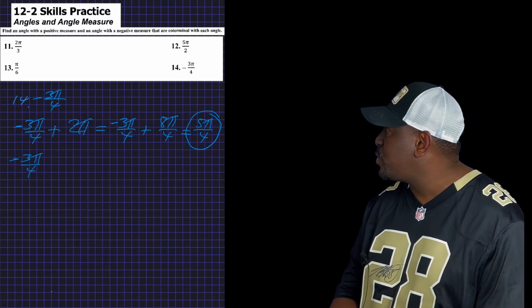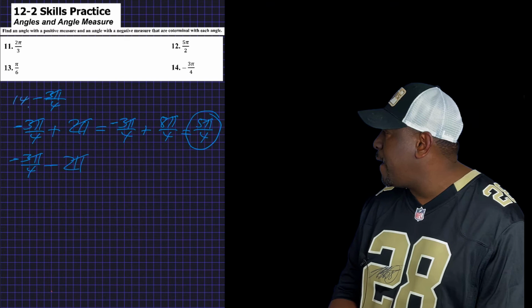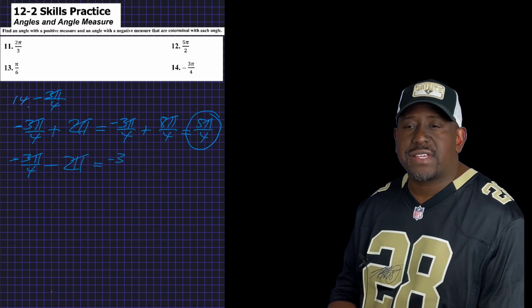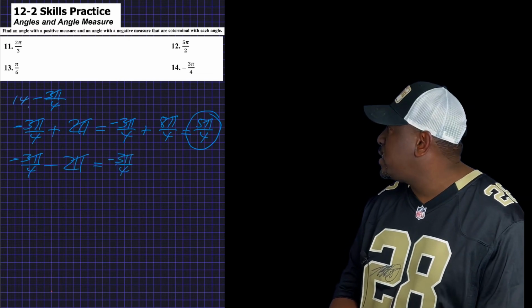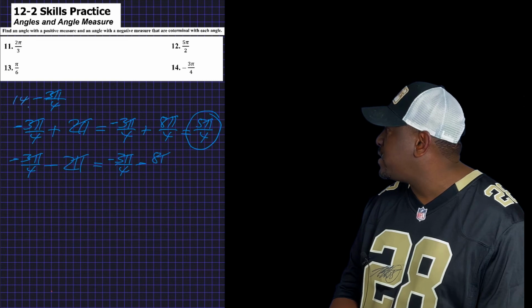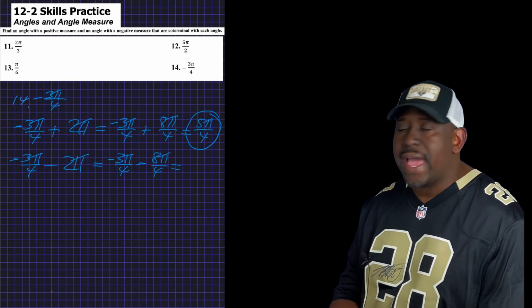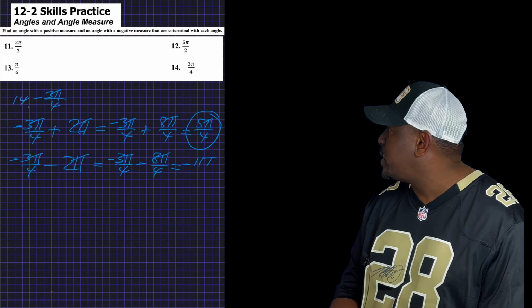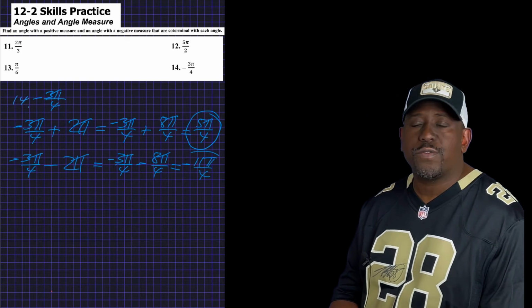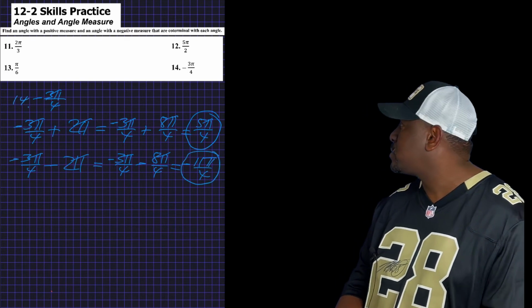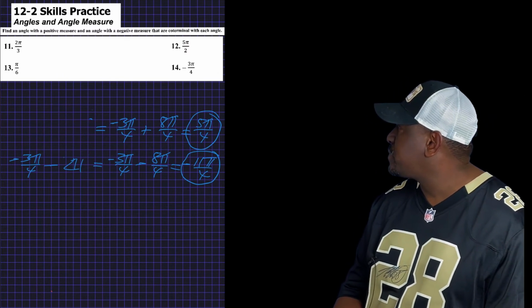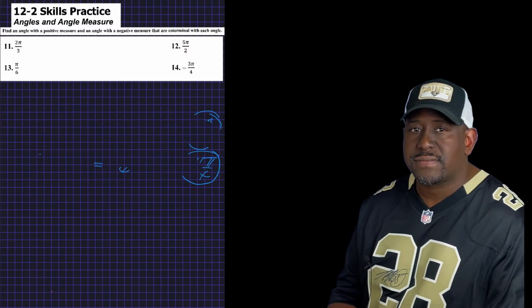To get negative, we will subtract 2 pi. Again, we will get the least common denominator of 4. Negative 3 pi over 4 minus 8 pi over 4. We add the two negatives in the numerator. That will be negative 11 pi over 4, and that will be our answer. Very good. So we're done with that.